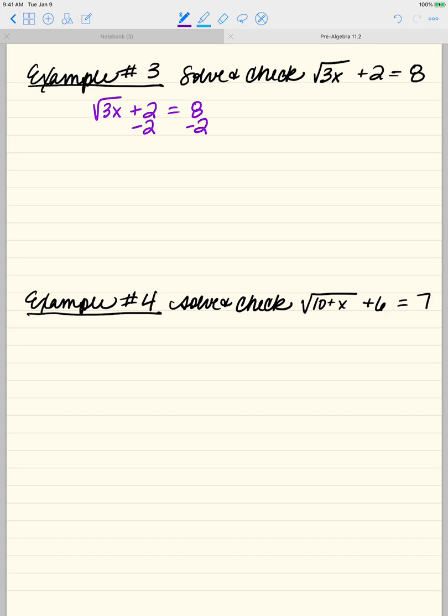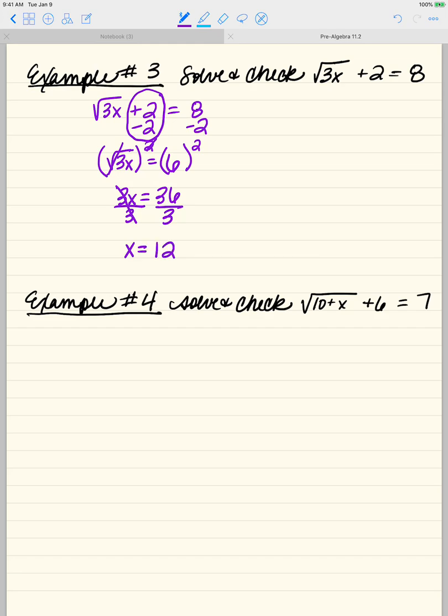Don't worry about what's under the radical here. I've got to eliminate this first. I'm left with 3x is equal to 8 minus 2, which is 6. Now I'm going to square both sides. That is going to eliminate the radical on the left-hand side, and I'm left with 3x is equal to 6 squared, which is 36. Now I'm going to divide both sides by 3, because 3 divided by 3 is 1, leaving my x all alone, and x is equal to 12.